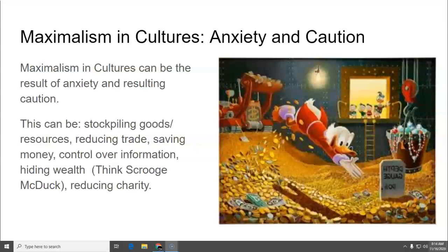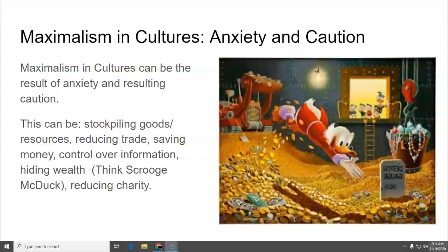So in stockpiling goods culturally, if you're talking about a national thing, this can include things like weapons. It can include things like health services, like vaccines. It can include oil, gas, food, any of those kinds of things, because there's the anxiety that we're going to run out. We're not going to have enough. Nobody's going to give us anything if we run out. So we're saving everything for us.